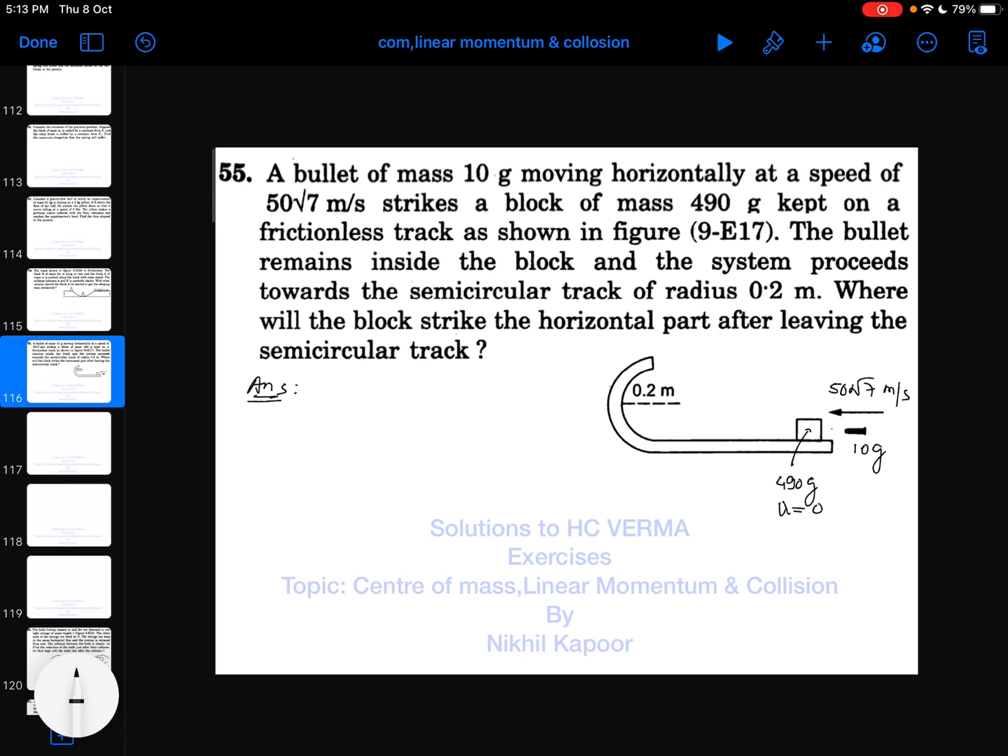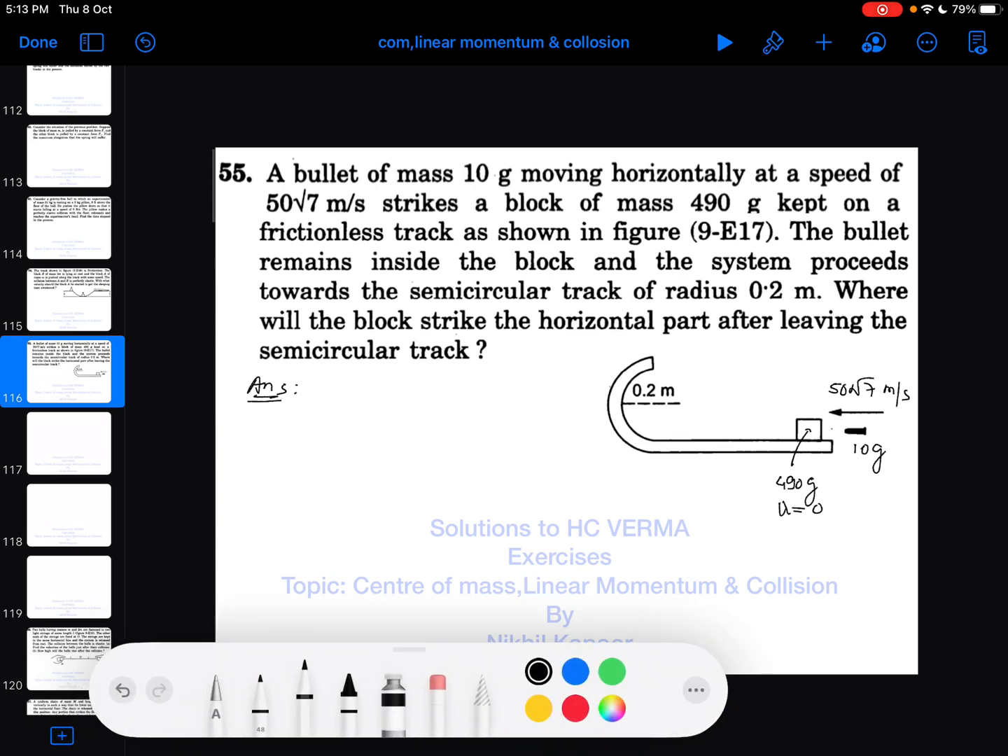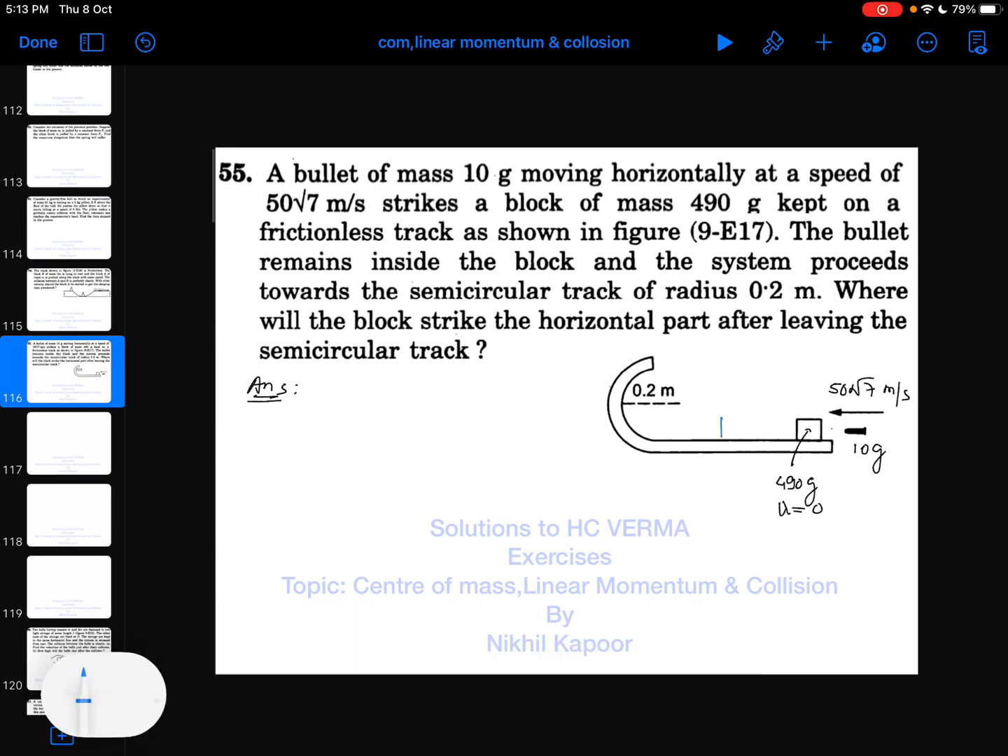It is at rest. The track is frictionless. The bullet remains inside the block. So the collision is perfectly inelastic collision. It means after collision, the block along with the bullet embedded in the block are going with some common velocity, and first we have to find this velocity.